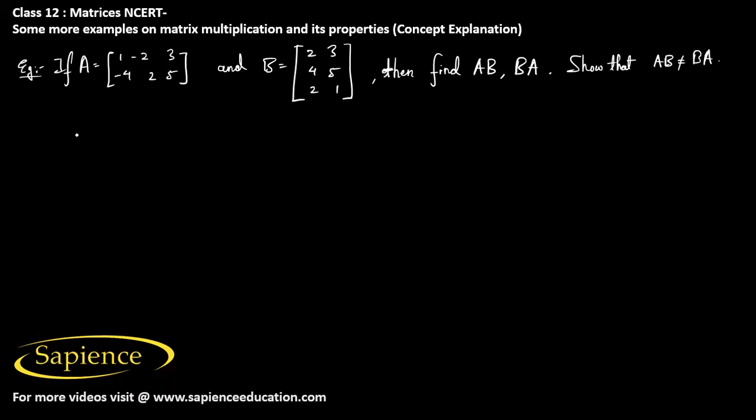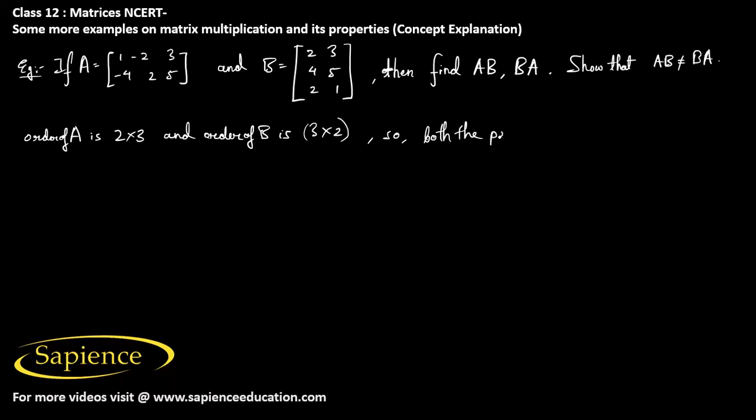AB is not equal to BA. So here the order of the matrix A is 2 cross 3, since it has two rows and three columns. And the order of matrix B is 3 cross 2, since it has three rows and two columns. So both products AB and BA are defined.